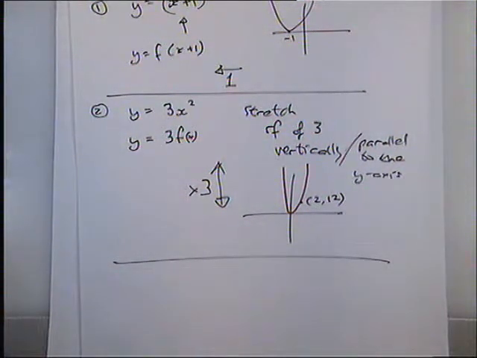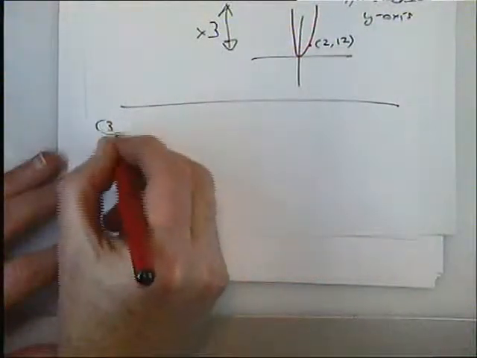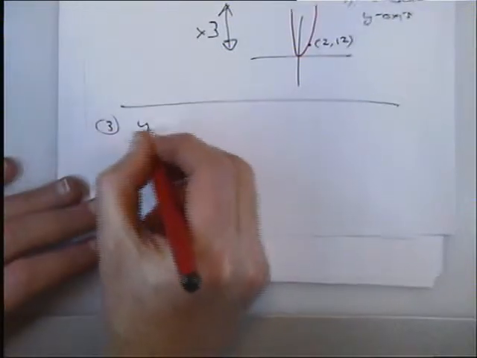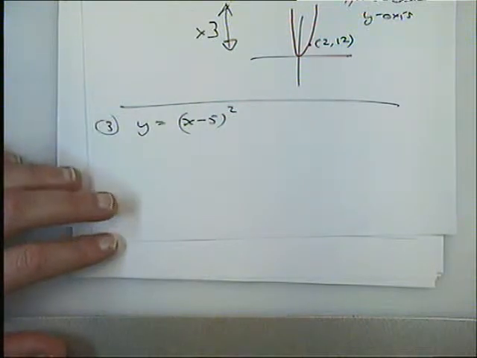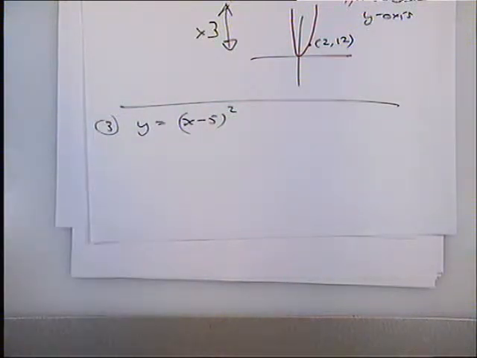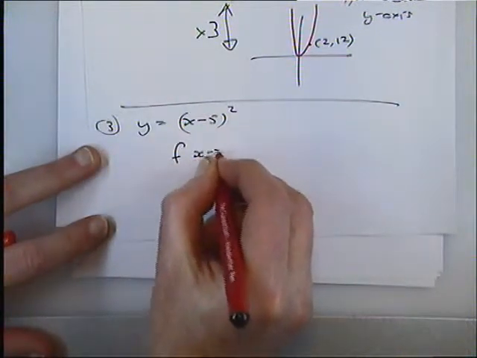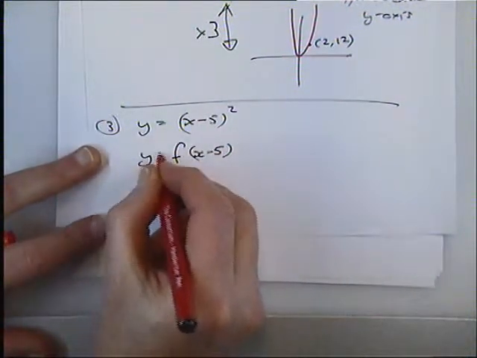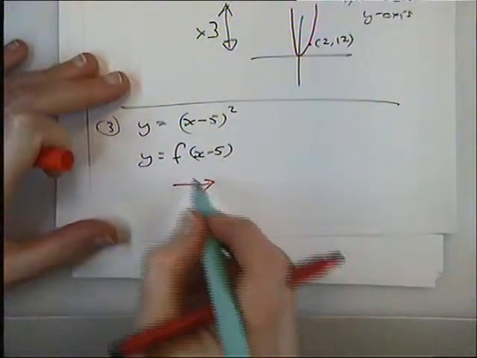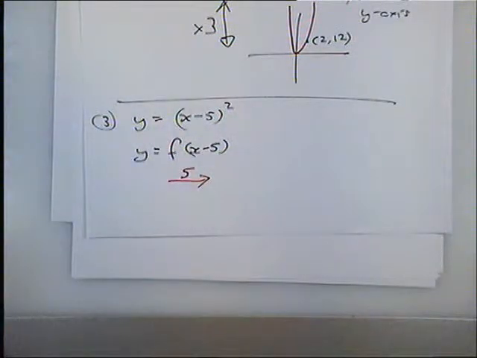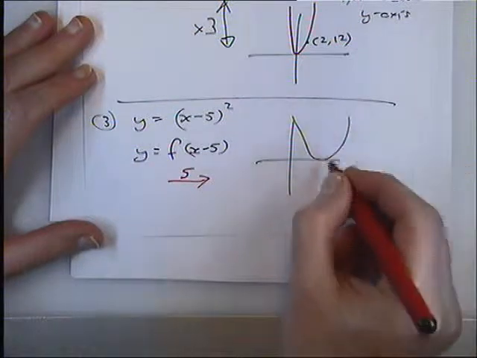Graph number 3. Okay, well that's graph number 2, sorry. Graph number 3 coming up. We will do x minus 5 squared. What will happen with this one? X minus 5 all squared. That is f of x minus 5. We'll move 5 to the right. Yeah, that one will move 5 to the right. That's correct, okay? So, the normal x squared graph, but it's shifted 5 to the right.